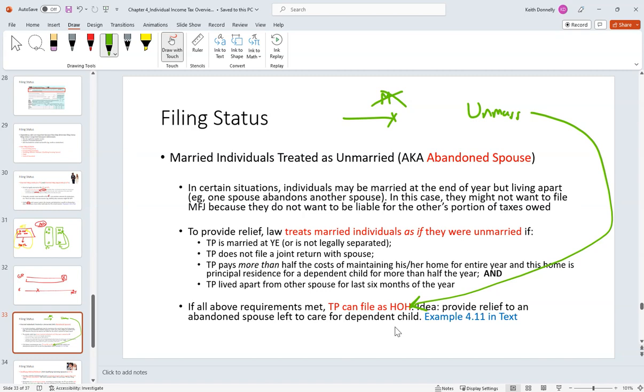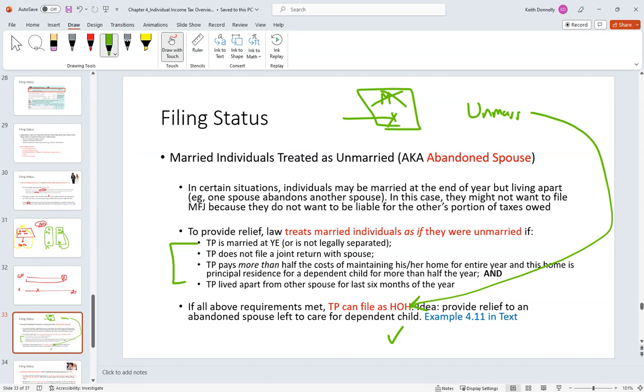So if we read the situation here, it says, in certain instances, individuals may be married at the end of the year, right? You're technically married, but you're living apart. So one spouse abandoned another. In this case, the person who was abandoned might not want to file MFJ because they don't want to be liable for the other person's taxes, right? Like, I don't want to be on the hook for the guy who just left me or the girl who just left me, their tax liability. In these situations, assuming we meet this criteria, the person who was abandoned can file head of household.